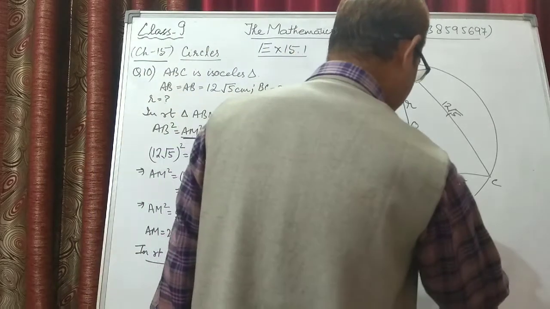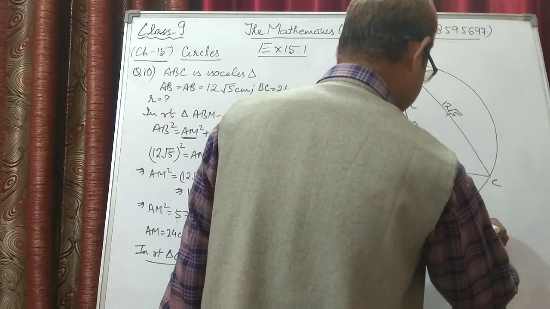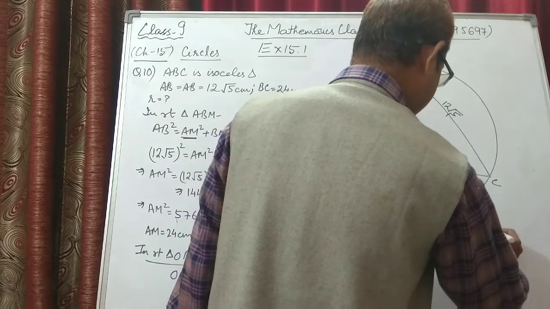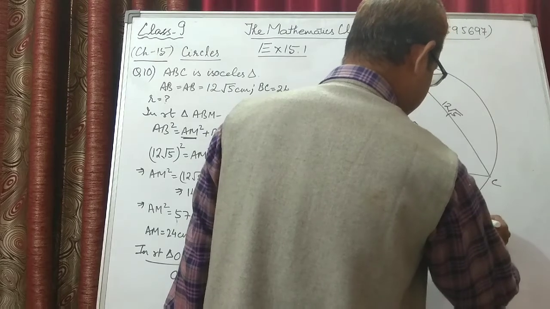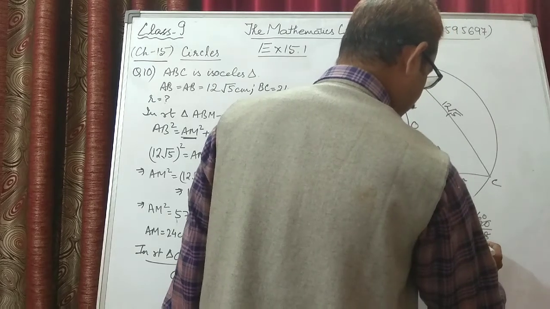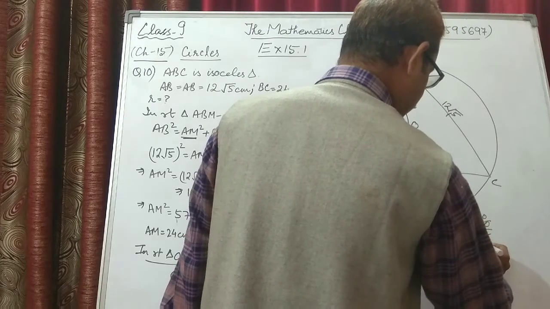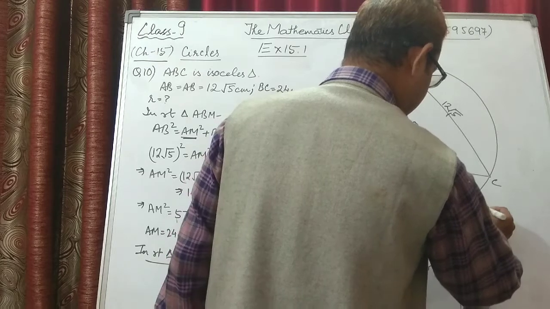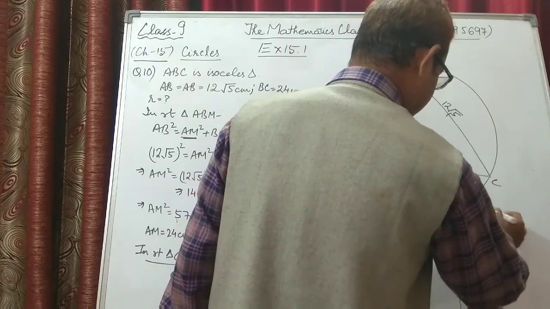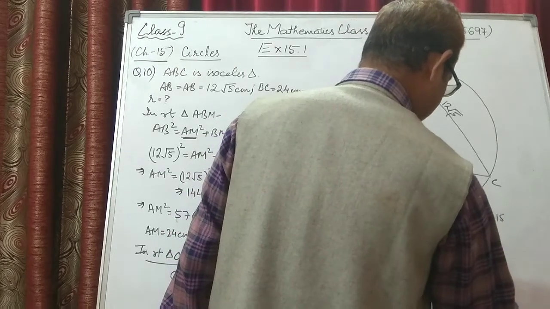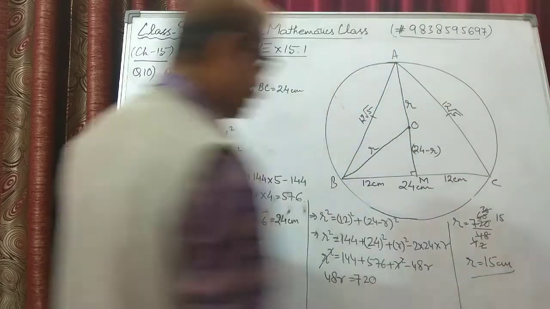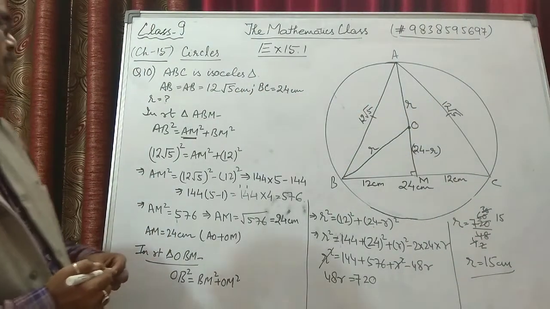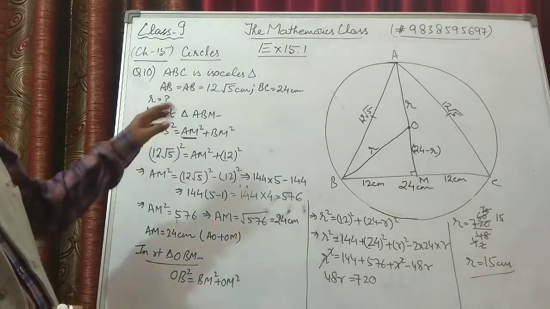So R can be written as 720 divided by 48. So 12 4s are 48, 12 6s are 72, 60. So 4, 2 2s are 4 and 30 and 2 15. So radius comes out to be 15 centimeters. That is the final value of this question. I hope you would have understood.